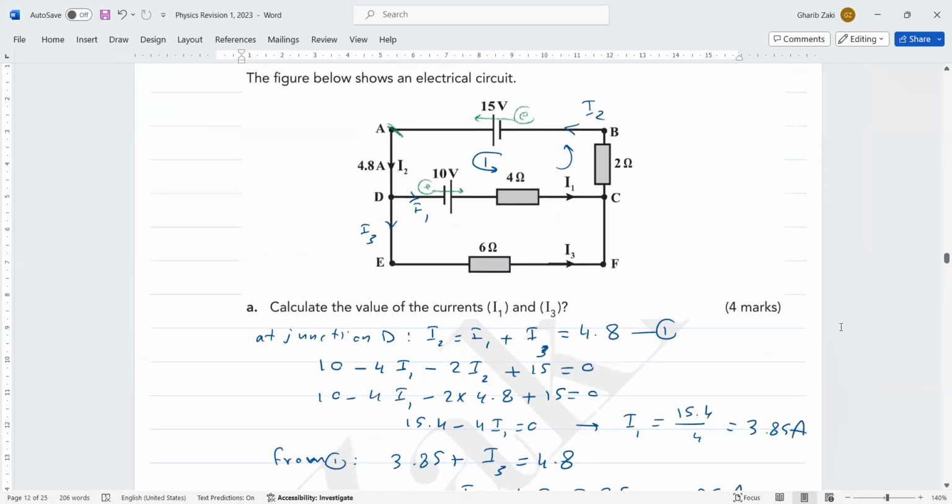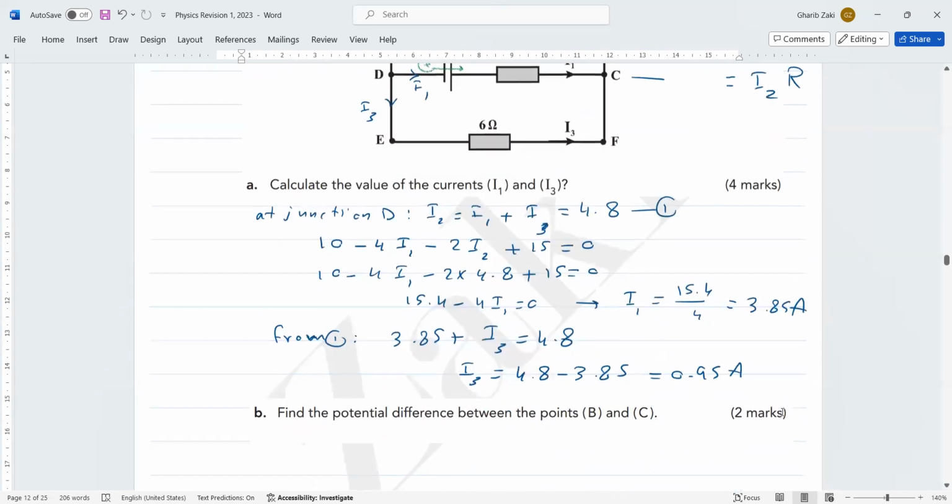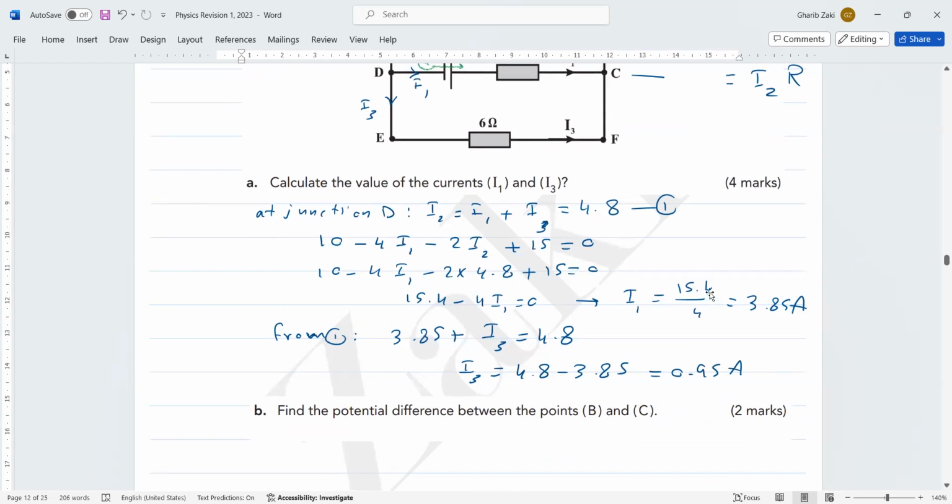Where are B and C here? Between B and C. So we need the voltage. V equals I times R. What is the current in that branch between B and C? It's I2. Multiply the resistance. R equals 2. So it is I2 that we got. It is 4.8. So the potential difference is I2 multiply R. I2 is given 4.8 and the resistance is 2. So the potential difference is 9.6 volt.